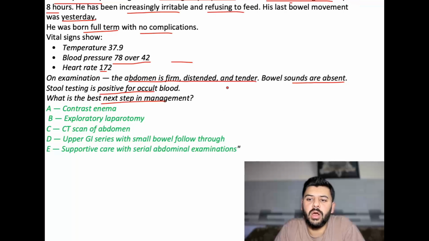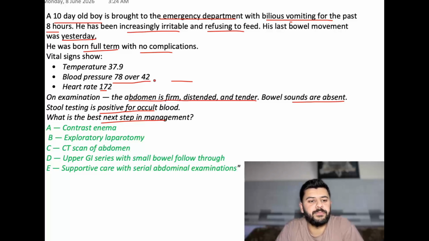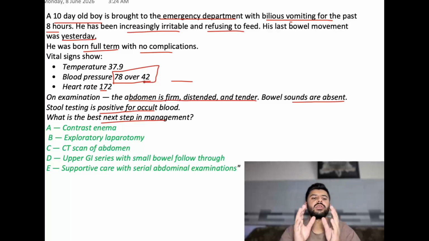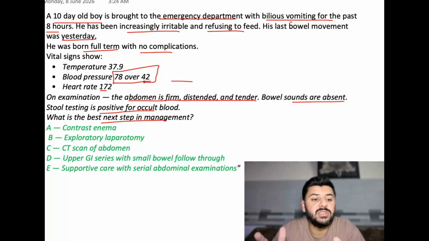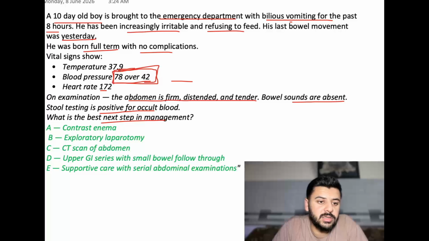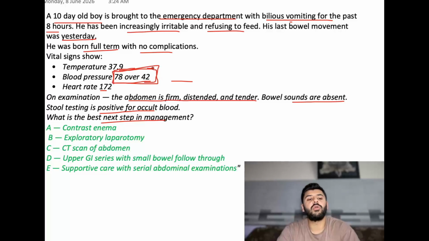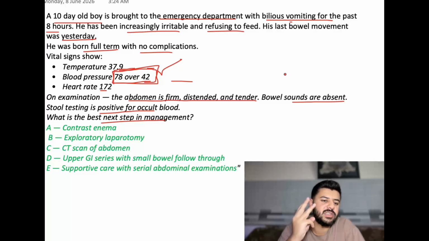Before we start ruling out, look at these vitals one more time. Blood pressure is 78 over 42. Does this ring a bell? Of course, one thing, and that is the baby is unstable. Whenever you see blood pressure findings like this in USMLE questions, get happy, because it rules out a lot of things. This one fact eliminates 3 options in this question. Let me show you how.